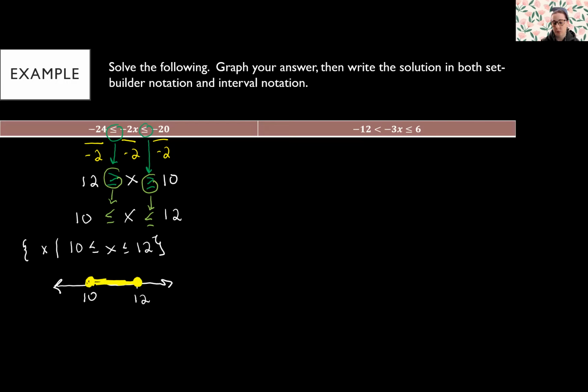And then when you turn it into interval notation, all the closed circles turn into brackets. They're the square ones, the straight ones, and they face the shading. So I'm going to have a bracket at 10 facing to the right, and then a bracket at 12 facing to the left, because they're facing towards where you're shading. And that's your interval notation.